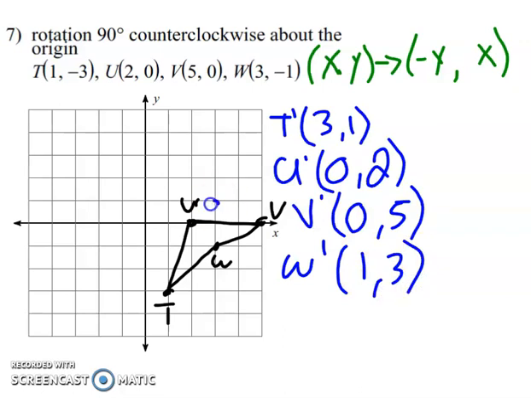So we have 3, comma 1. We have 0, comma 2. We have 0, comma 5. And then we have 1, comma 3. Notice how we include the apostrophes because that tells us, hey, a transformation occurred. If you had 3 different transformations, it would be the label and then 1, 2, 3 apostrophes. But since we only had 1, we're only going to have 1 apostrophe. And that's how we do 90 degrees counterclockwise within the coordinate plane. Nice job.